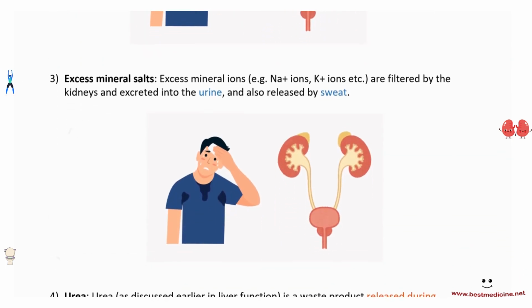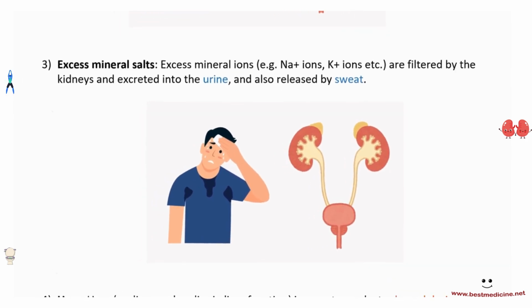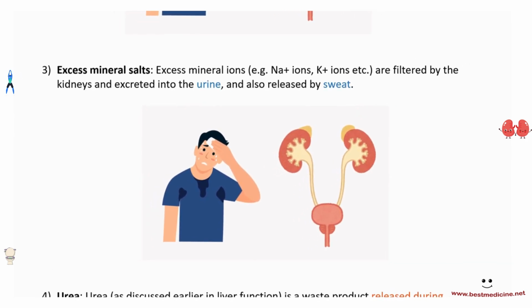Next up, we have excess mineral salts. So another waste product that we can have is excess mineral salts. These include excess sodium ions, potassium ions, chloride ions, calcium ions, etc. These are filtered by the kidneys. And these are excreted into the urine and also released by sweat. So kidneys will help in removing them most of the time, but a little bit of them can also be released by sweat.